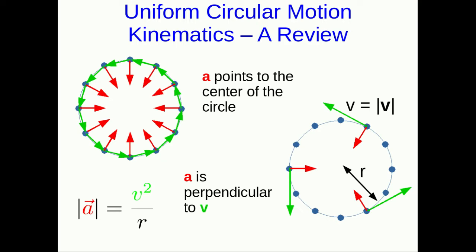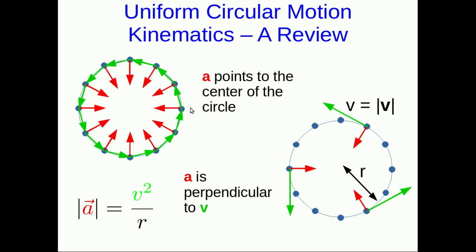In uniform circular motion, we've seen from just doing delta v, vector subtraction, that the acceleration points directly to the center of the circle. And remember, that's not true if the speed is changing. If the speed is changing, then the acceleration vector will be directed more forward or more back: forward if it's speeding up, back if it's slowing down. But if the speed is constant as something goes around a circle, the acceleration points straight in.